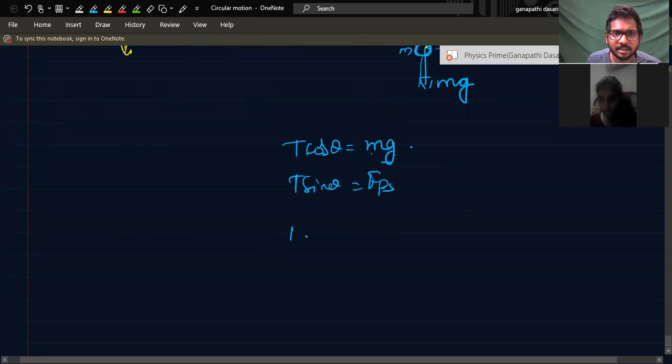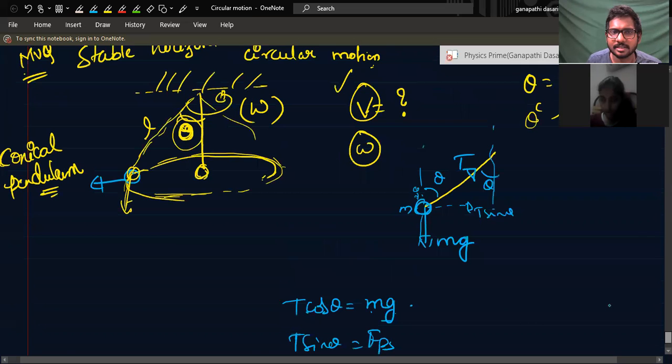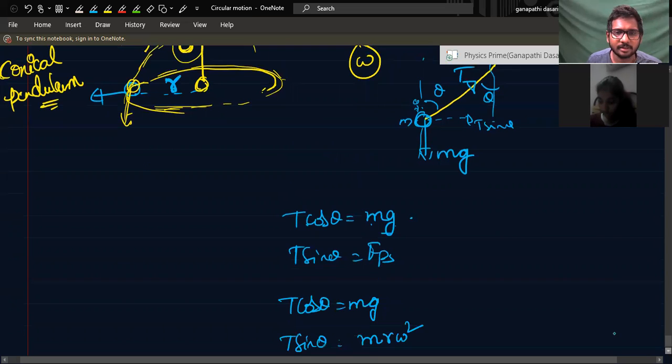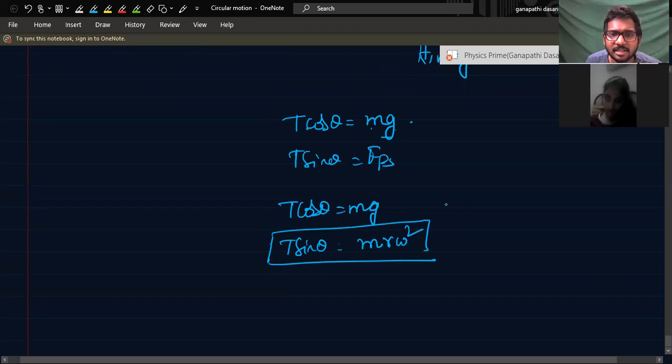So T cos theta is equal to mg, and T sin theta is equal to the pseudo force, which is m r omega square. If you consider this to be small r, this is also not given in the question, but I'm considering small r omega square for now. Otherwise, there's another way.